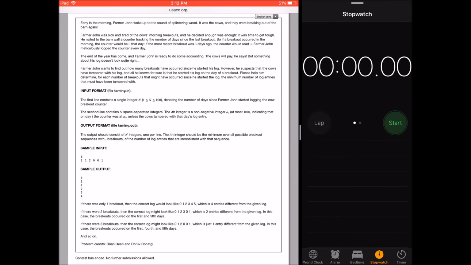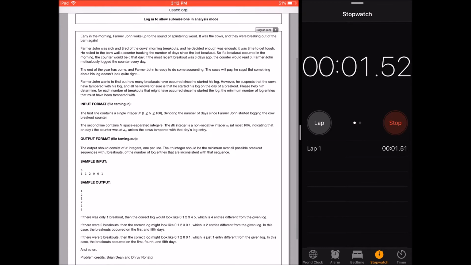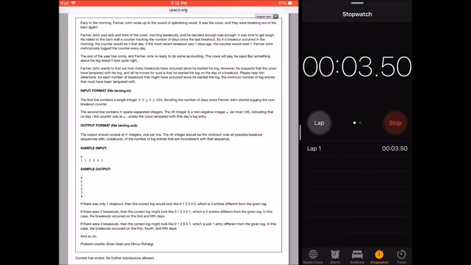Let's see. Early in the morning, Farmer John woke up to the sound of splintering wood. It was the cows, and they were breaking out of the... Oh, yeah. I'm also going to time it with the stopwatch so that you know how long everything takes, especially if I edit things out. I'm just going to start that. Okay, so the cows are breaking out of the barn again.